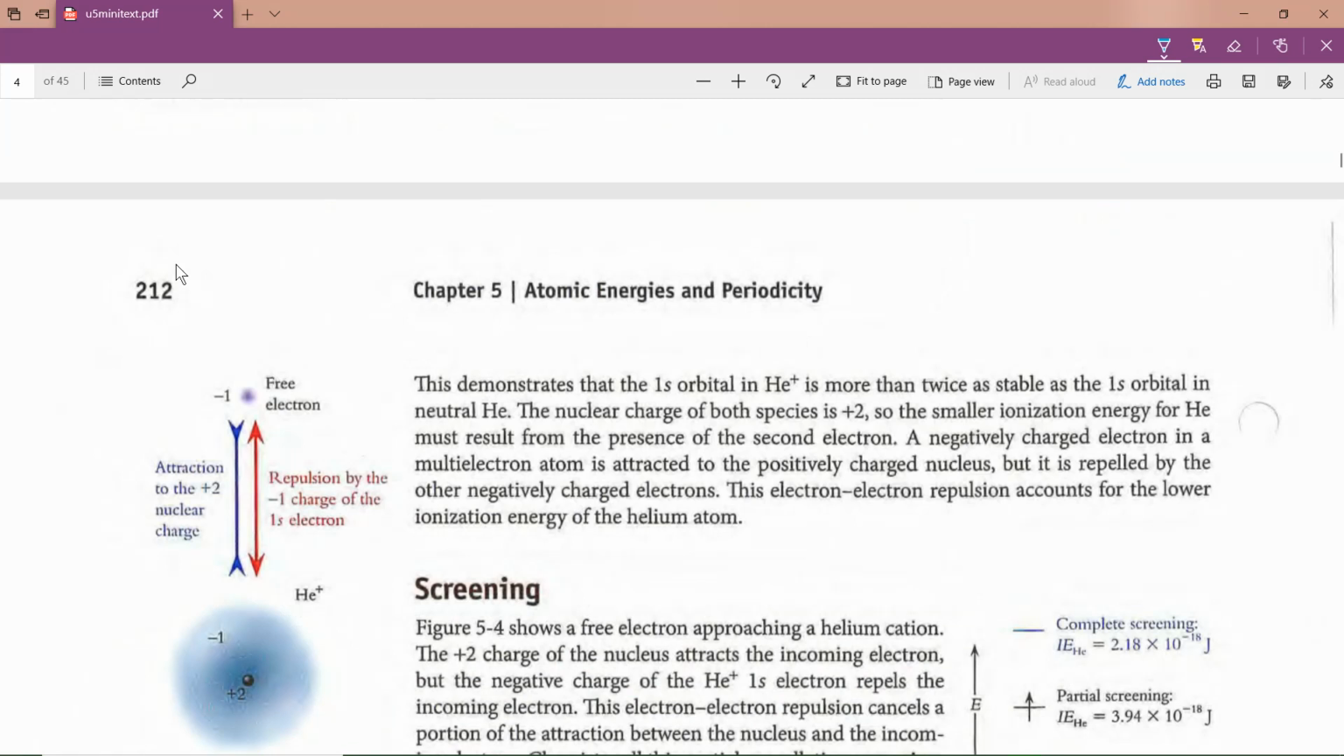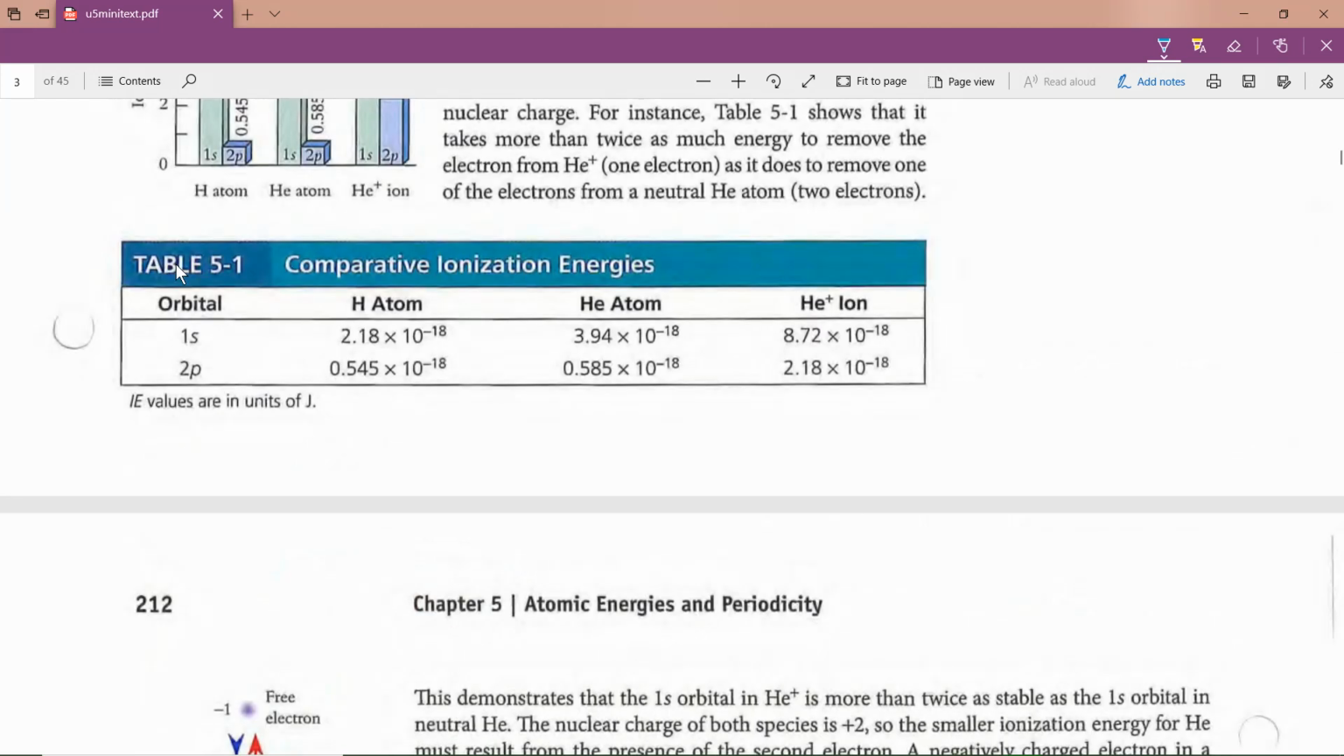Okay, so the phone got me off topic, but here I am back again. And what are we looking at?